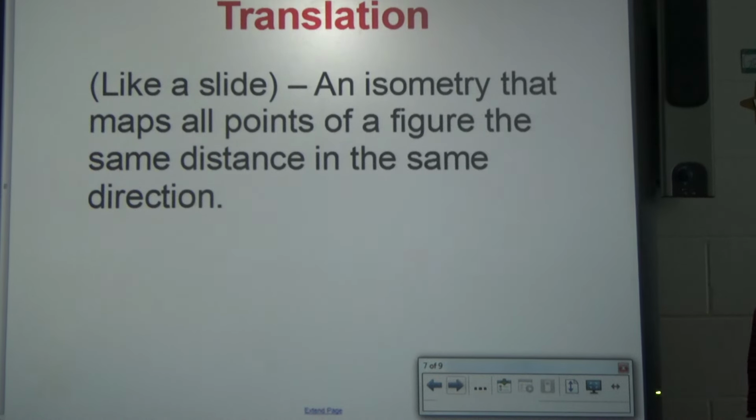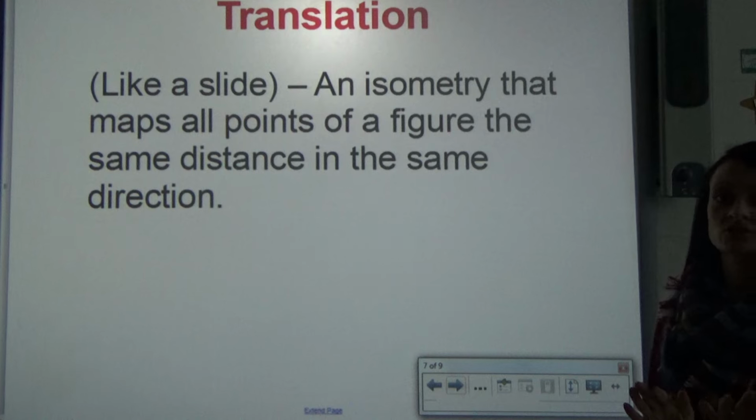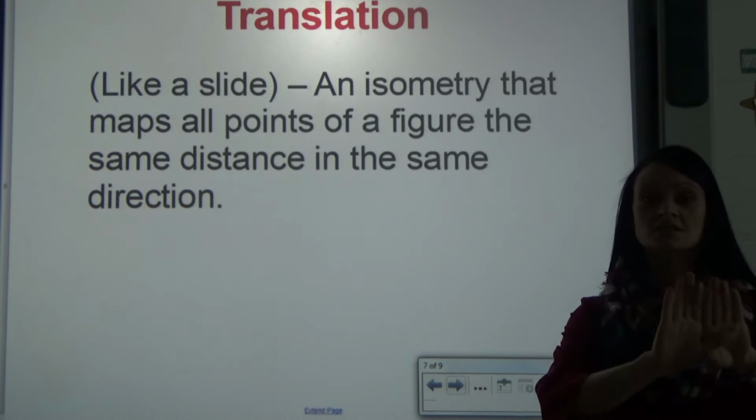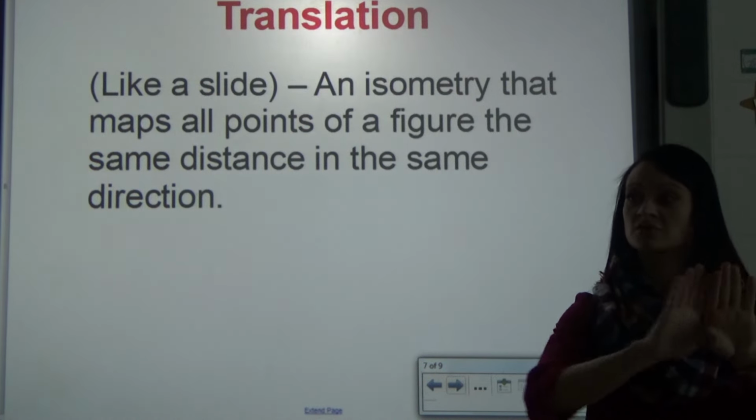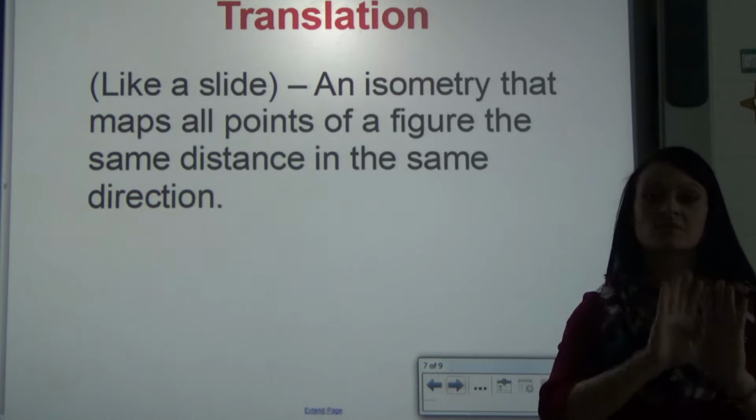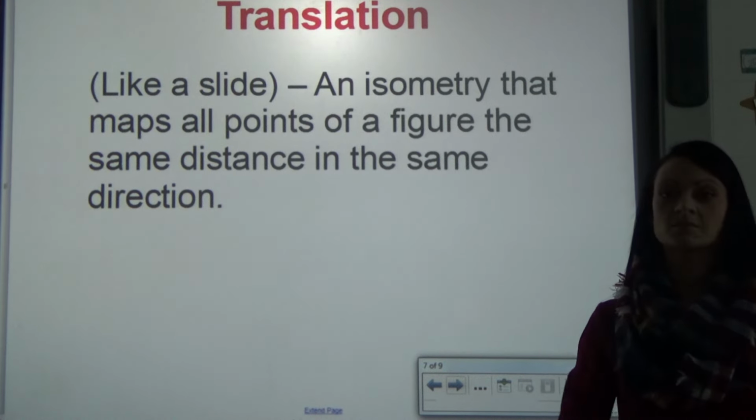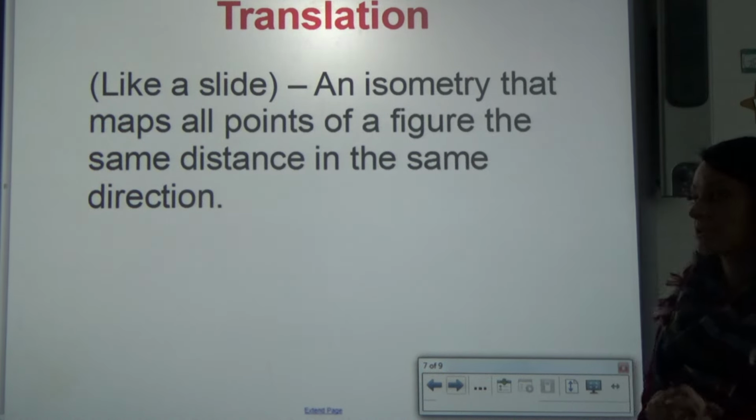All right, so now we're going to go straight into translations. Translations is like a slide. So I'm going to take one picture and just slide it to the left, slide it to the right, up and down, or some type of combination of those translations.